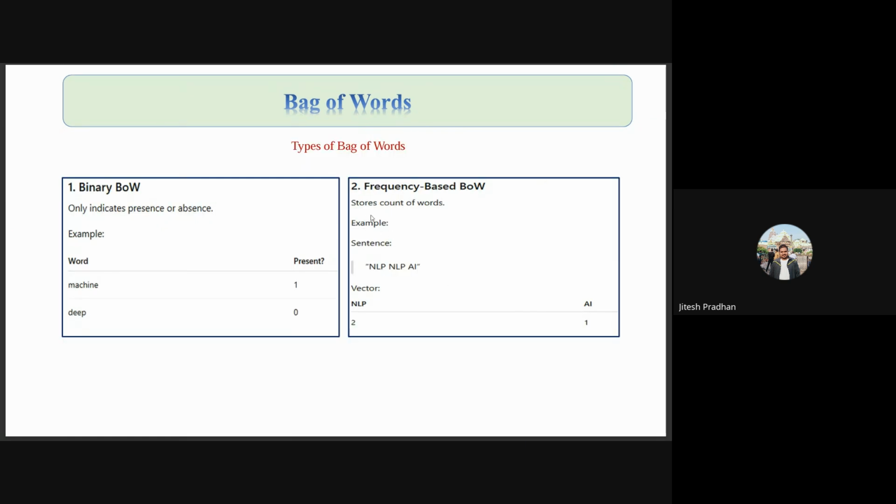Now we have this frequency based bag of words. Look at here, we have 2 kinds of bag of words. One is binary bag of words, which checks whether the word is present or not. Simply, if it is present, it will mark 1, and if it is absent, it is marked 0. For example, if machine is present and deep is absent, for machine it will write 1. It won't count the occurrence of machine. Frequency based bag of words will count the occurrence of each word, rather than putting only 0 or 1. In this case, NLP has occurred twice, so it will write 2, and AI has occurred once, so it will write 1. So it will be more like a decimal version, rather than a binary version.